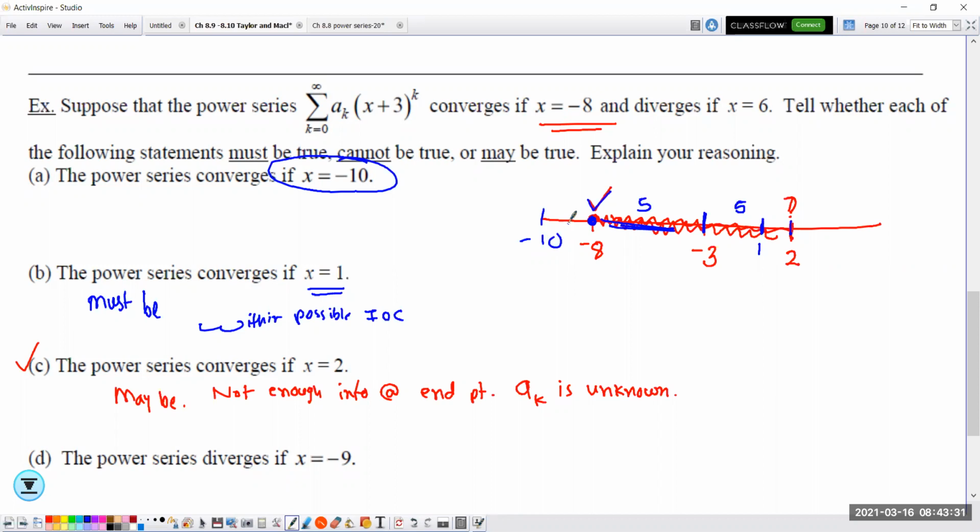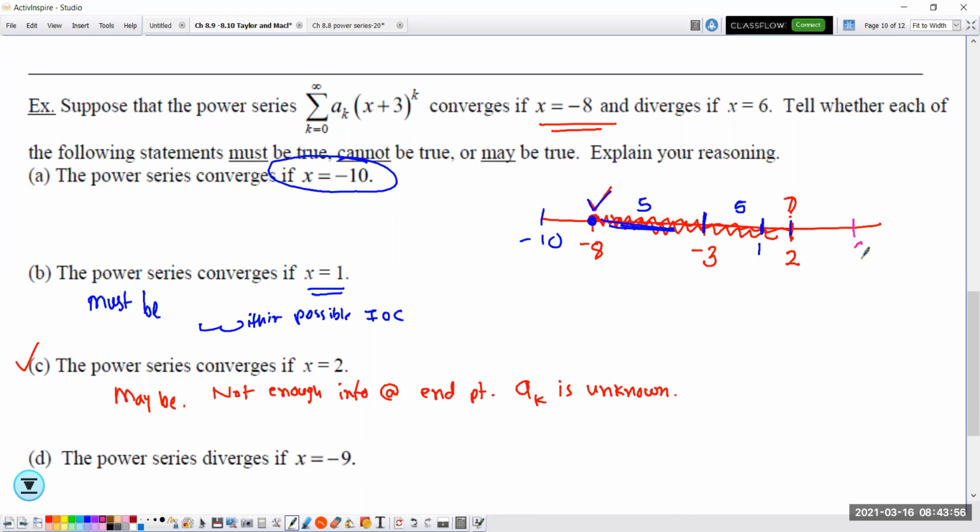Miss Patel, yes. For that one, I said -10 might be, because we only know that x diverges at 6, so the other endpoint could be 6. That's what I was looking at in my answer key, because I have said that it's maybe. Yeah, I put maybe. Yeah, I have that too.